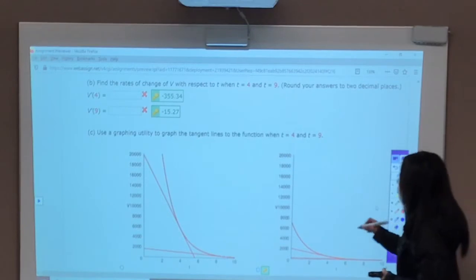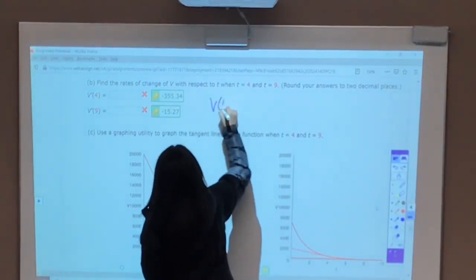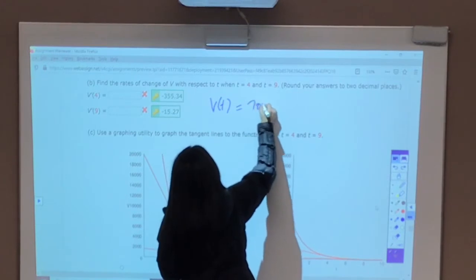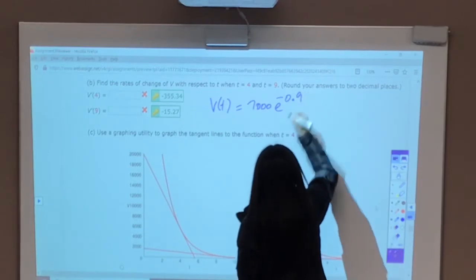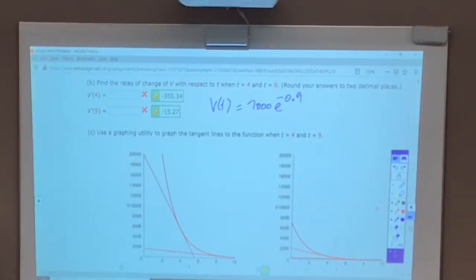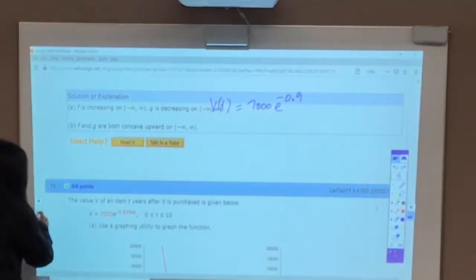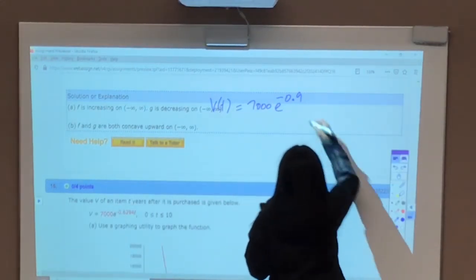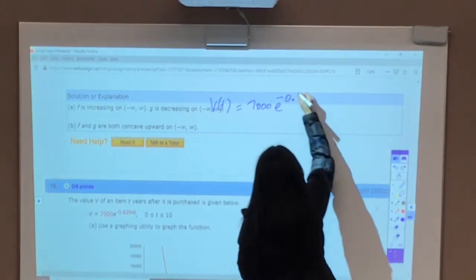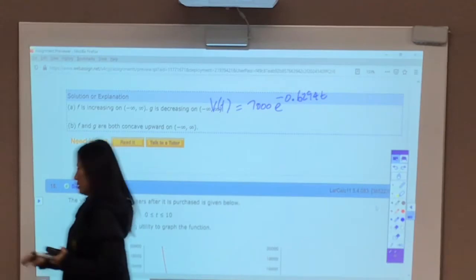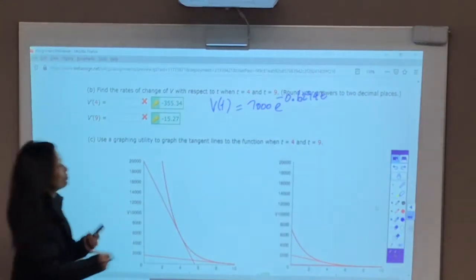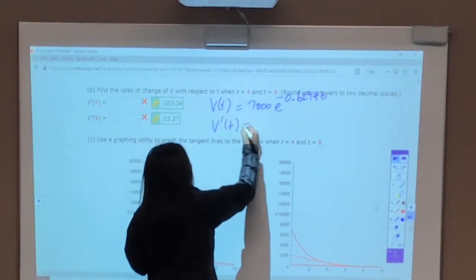All right, so do you know what to do now? We know V of T is equal to 7,000 e to the negative 0.6294 t. That's what I have. So now we need to look for the derivative of that.